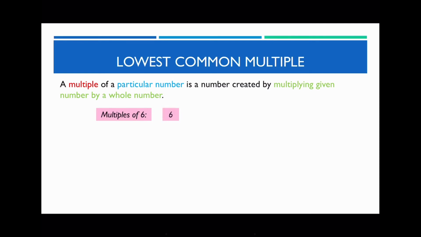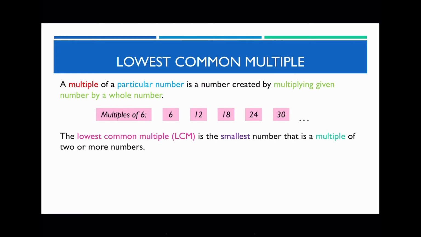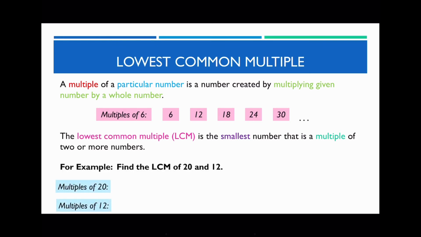If you do this, these would be the multiples of 6: 12, 18, 24, 30, and so forth. It will have an infinite amount of multiples. So the lowest common multiple means the smallest number which is a multiple of 2 or more numbers. So what does that actually mean? Well, for instance, if this was a question: find the lowest common multiple. LCM is just an abbreviation of it, of 20 and 12.